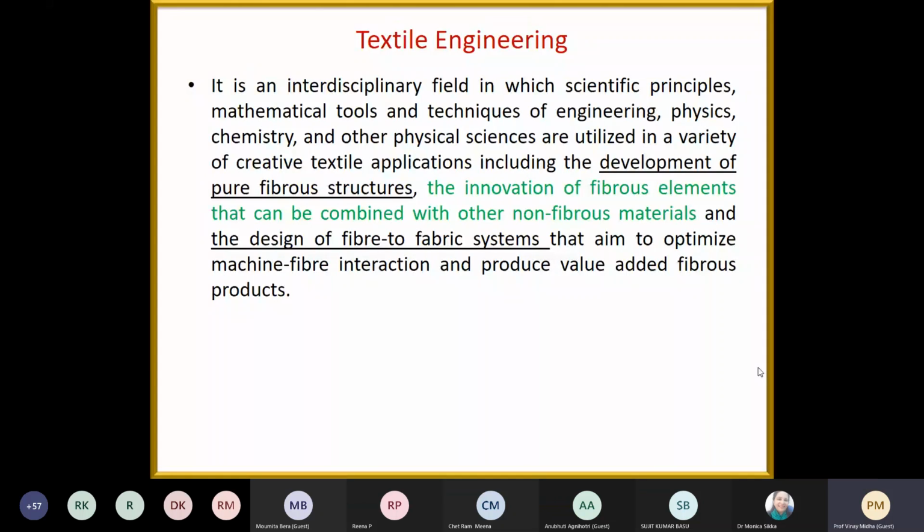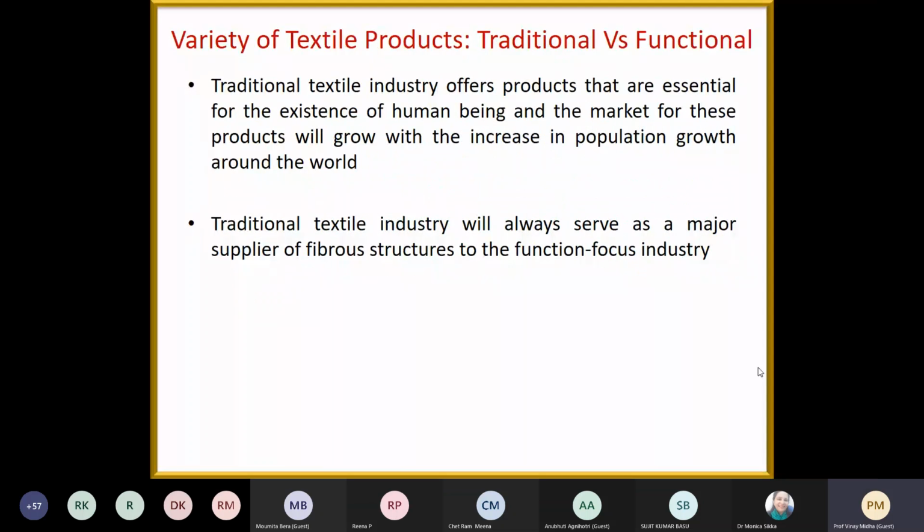And they're also trying to add specific features into the fabrics, which is the demand for today's markets. So we can say that the textile products are wide and can be divided into traditional textile products and functional textile products. A wide variety of products are being produced by the people working in the field of textile as an industry. The traditional textile industry offers the products that are essential for the existence of human beings, which we normally call clothes or apparels.